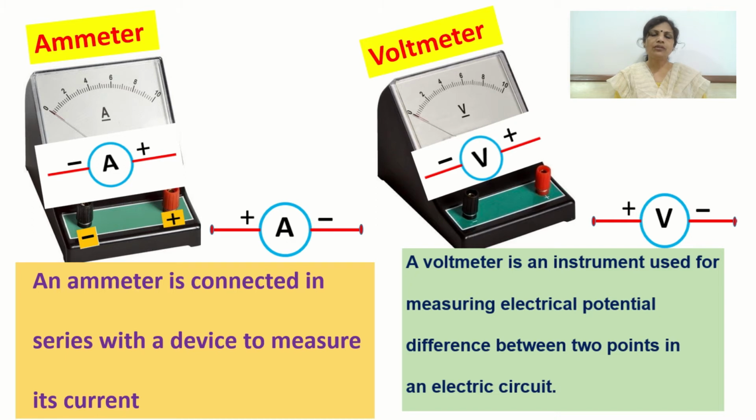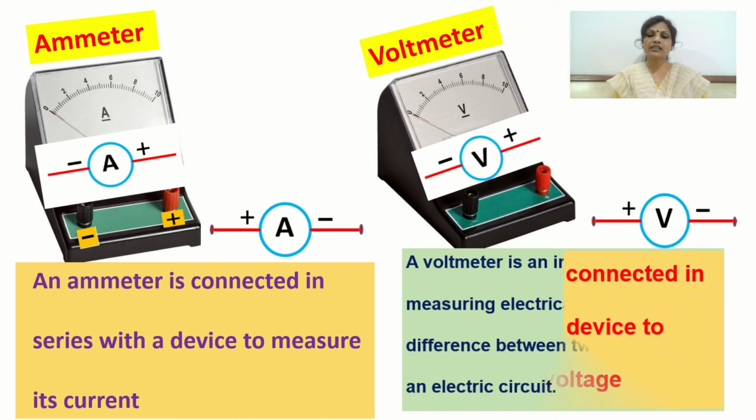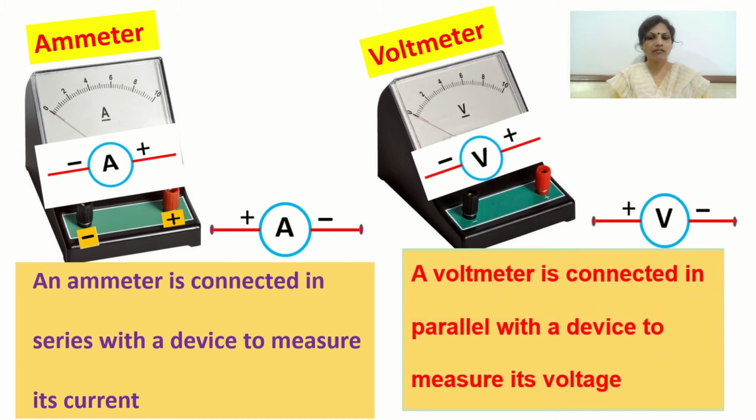Then I told you that a voltmeter is always connected in parallel with a device to measure the voltage. So in an electrical circuit, whichever device we are using, say a resistor or an electric bulb or whatever device, when we have to find how much voltage is there across this device, we have to connect the voltmeter in parallel.